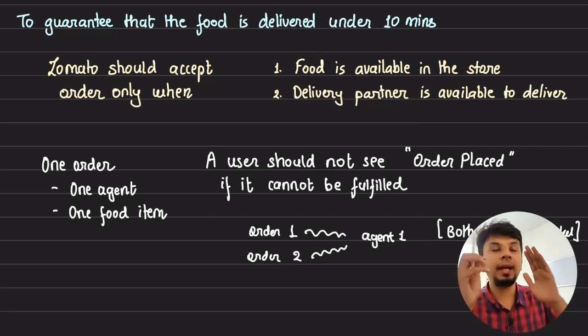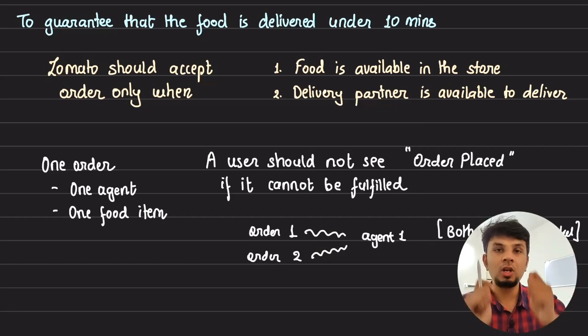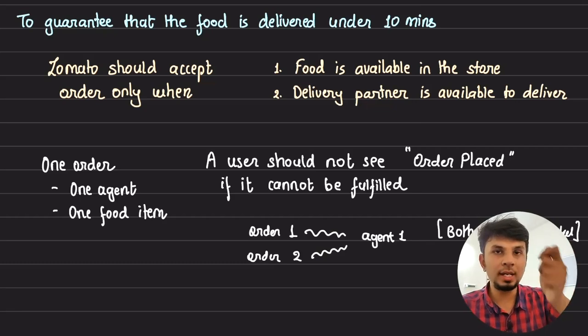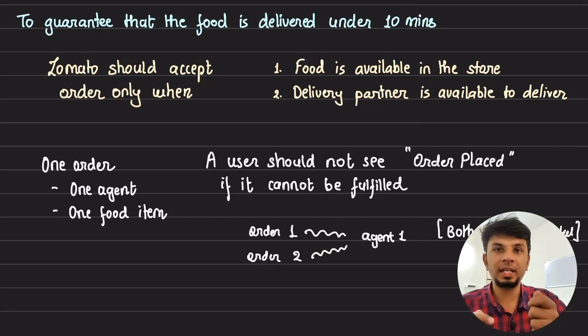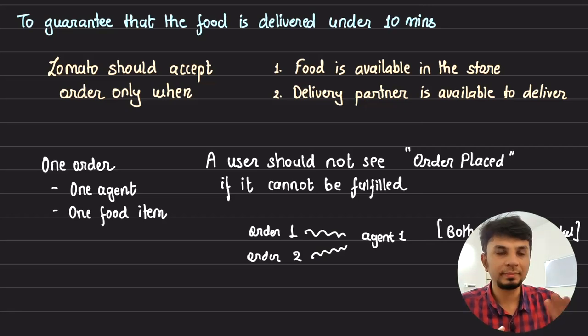So the end goal here is our end user should never see order placed if we were not able to get one food and one delivery agent assigned to it, right? So it's all about the user experience while solving for resource contention over here, right?